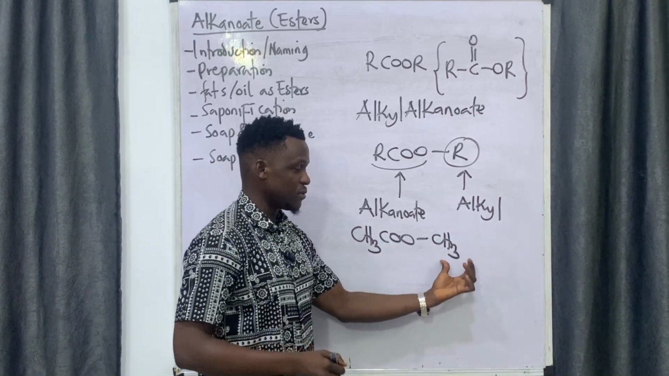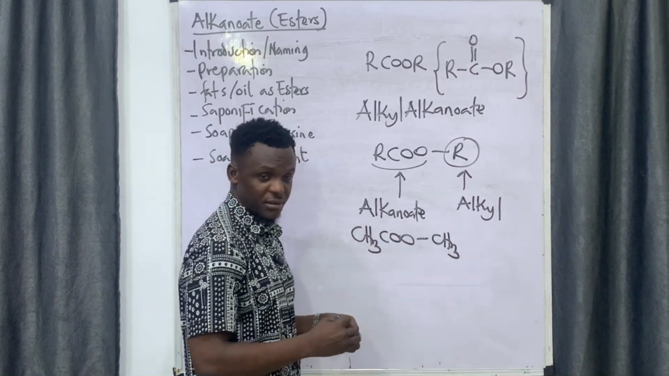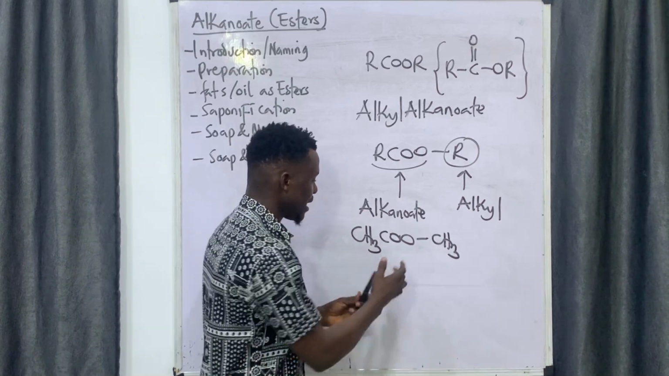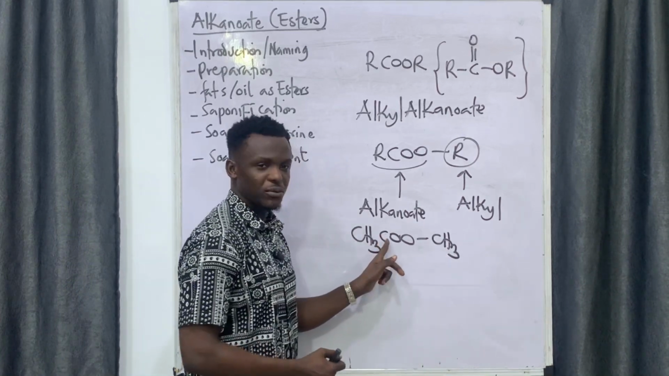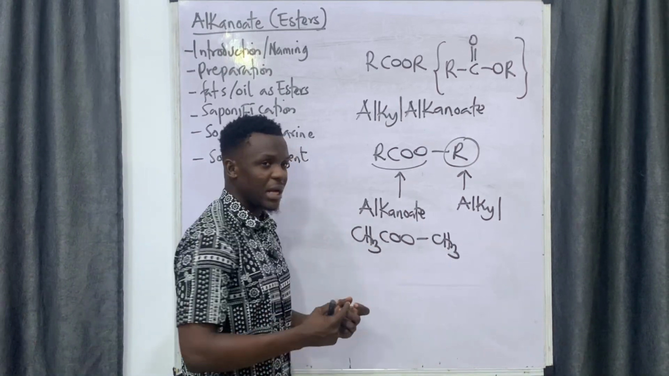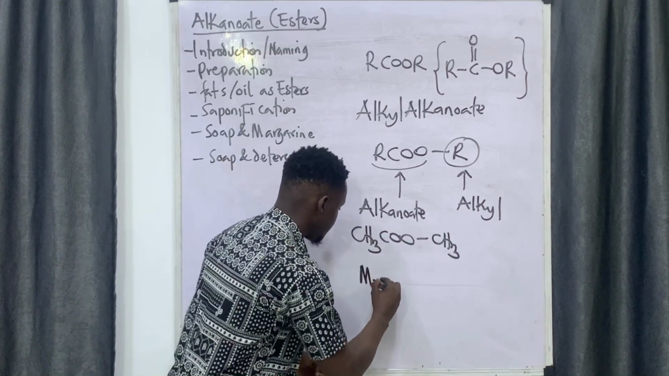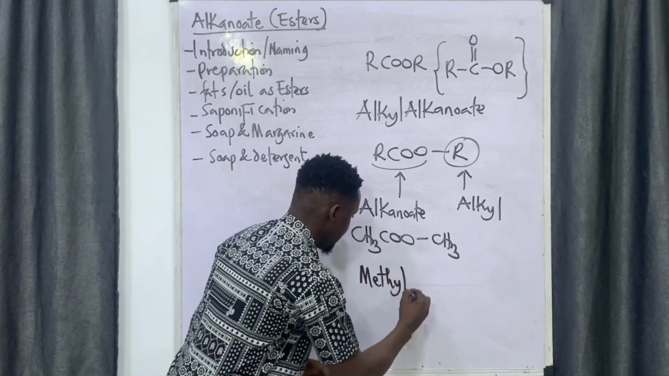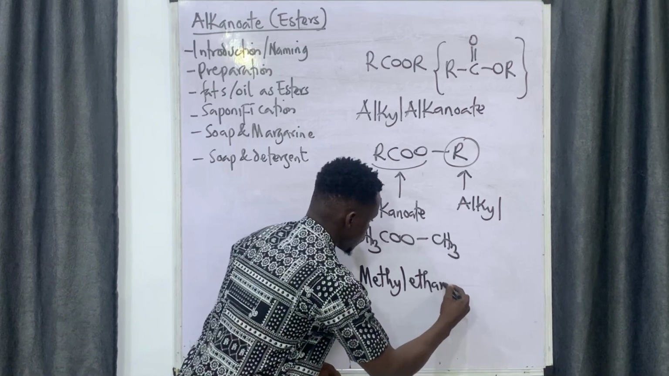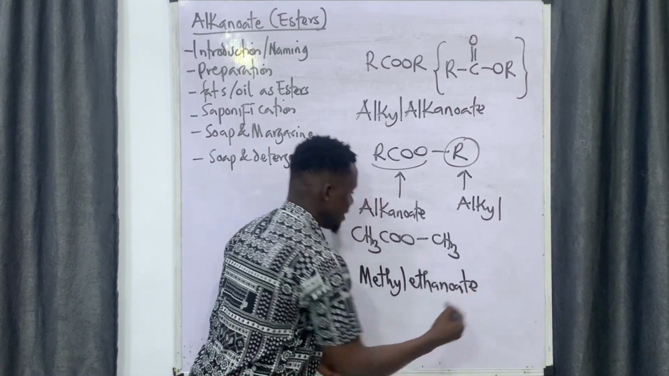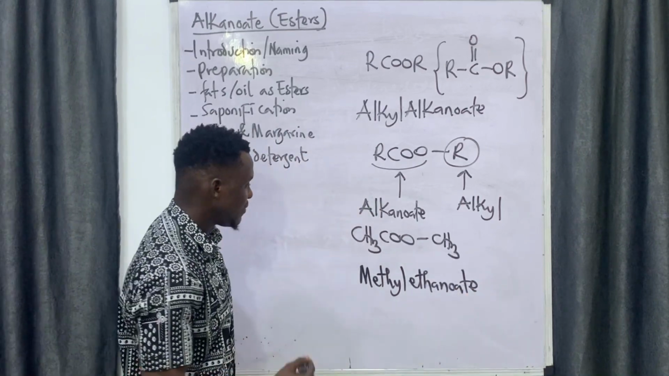Now this is methyl, and this is ethanoate, right? So this methyl, why do we call this guy ethanoate? Because it contains 2 carbon, 1 and 2. 2 carbon alkane is ethane, right? So this is going to be methyl ethanoate.